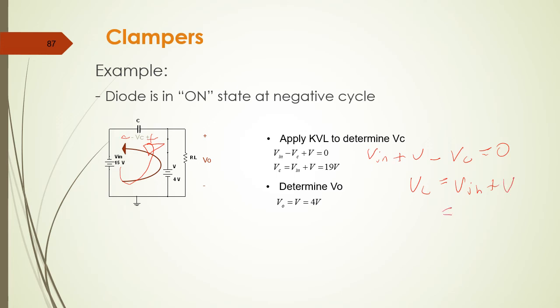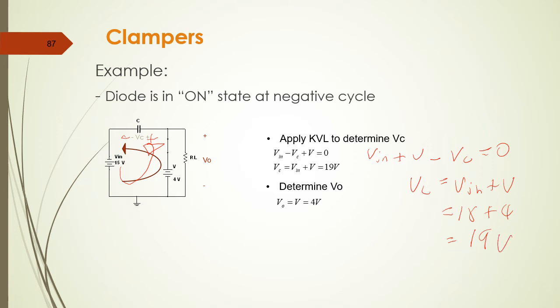The value of V in is 15 and the value of V is 4. So we will have the output, the value of VC is 19 volt.